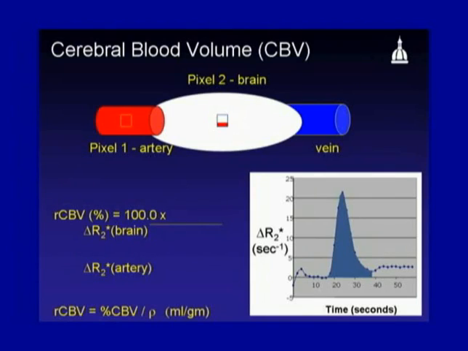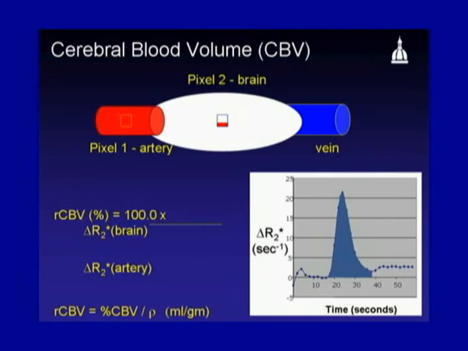So the first thing is we can calculate blood volume. Well, how do you do that? It's actually pretty easy. You just look at a pixel somewhere where there's 100% blood volume, either an artery or a vein, so this has to be a big vessel. We know that corresponds to 100% blood volume. So if you take a pixel in the brain, then the blood volume of the brain is simply equal to the ratio of the delta R2 star in the brain divided by the delta R2 star in the artery. This would be a percent blood volume.